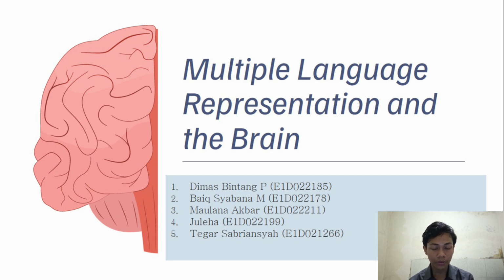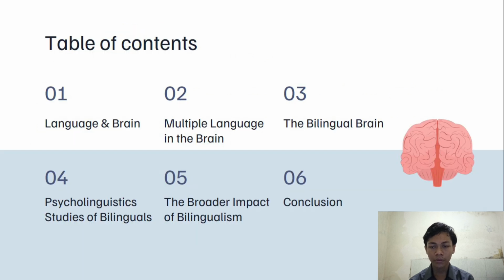Alright, so we got 5 points from the book, plus we will also explain the conclusion. So we will explain 6 materials here. Alright, let's jump to the first material, which will be explained by my friend Dimas Bintang Pratama. So time is yours.